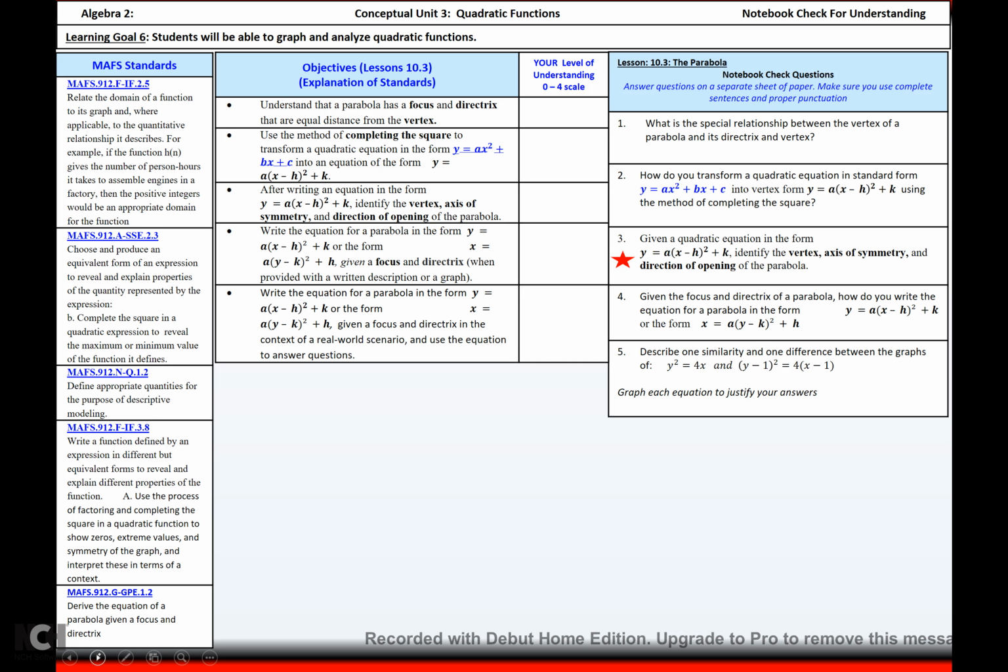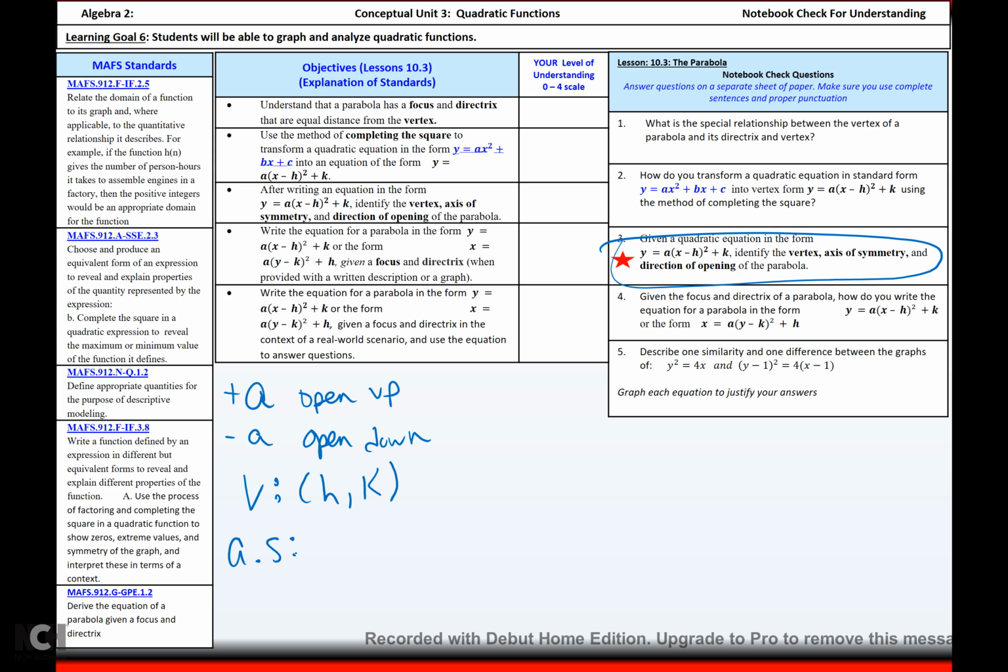Alright, so it says, given a quadratic equation in vertex form, identify the vertex, axis of symmetry, and direction of opening. Well, if it's a positive A, it will open up. If it's a negative A, it will open down. The vertex is going to be H, comma, K. The axis of symmetry is going to be X equals H. And we already did the direction of opening. Okay?